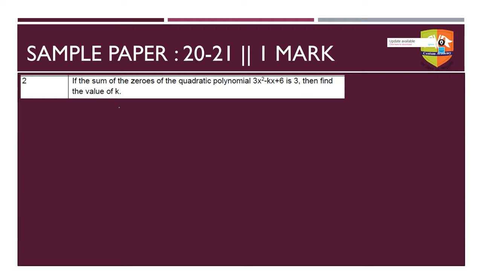Okay, good. So the sum of the zeros of the quadratic polynomial: alpha plus beta is equal to minus b by a. So minus of minus k by 3, right? It is given as 3. So k clearly is equal to 9.